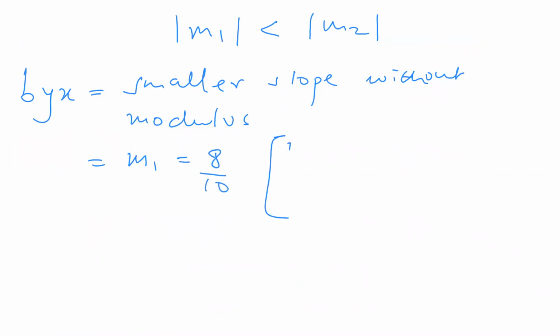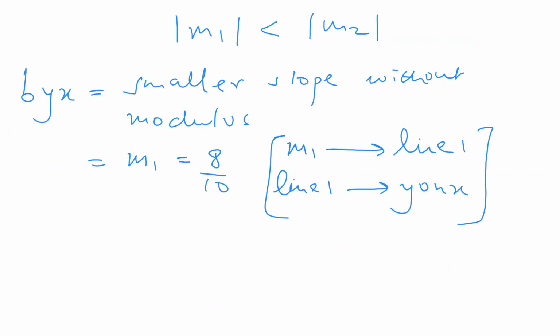So M1 comes from line 1. So line 1 is line y on x. They had not mentioned it in the problem, but I have written it because we calculated the regression coefficient byx. So line 1, from which M1 comes, becomes y on x. Right? Now bxy.